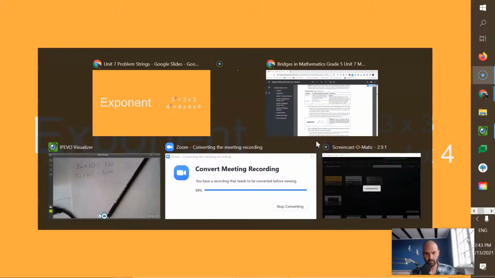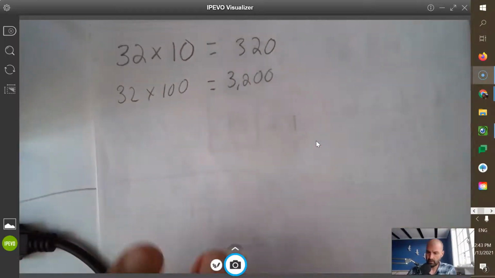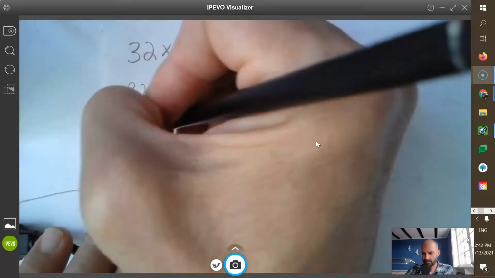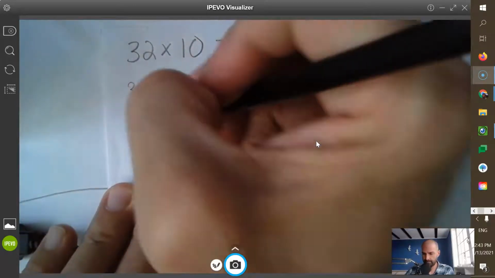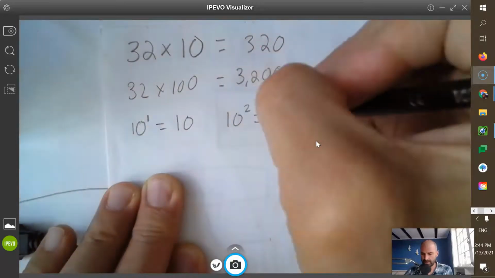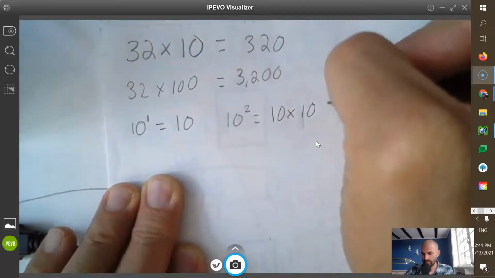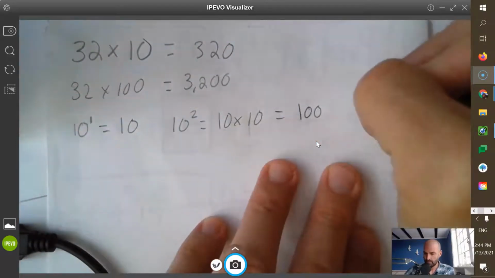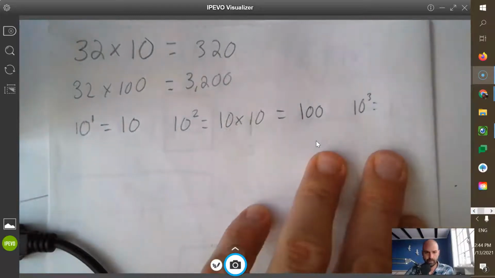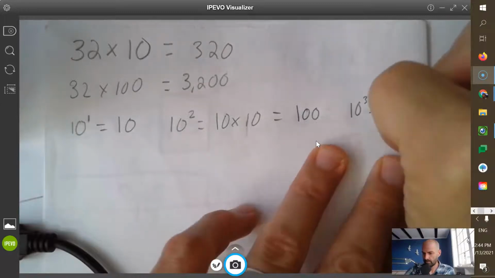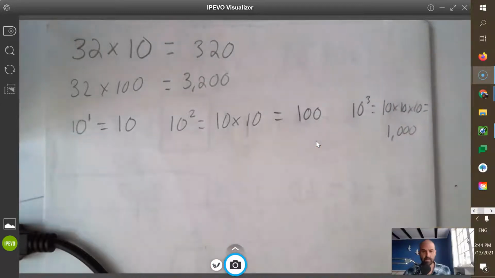So let's think about the number 10. 10 to the first power equals, what do you think? Yep, 10. 10 to the second power equals what? 10 times 10. It also equals, yep, you guessed it, 100. 10 cubed equals what? 10 times 10 times 10, which equals 1,000. So we can keep going on. 10 to the fourth, 10 to the fifth, 10 to the sixth, 10 to the seventh.